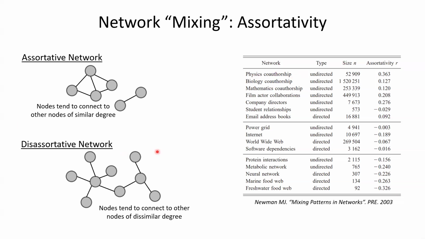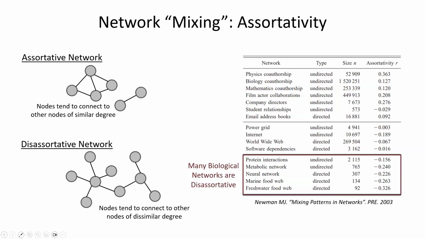In a disassortative network, nodes tend to connect to other nodes of dissimilar degree. So for example, a high degree node will connect to many low degree nodes. Very importantly, based on this table from a PRE paper in 2003, a canonical paper in which they studied many biological networks, many biological networks are known to be disassortative, meaning that hubs, very high degree nodes, tend to connect to many low degree nodes, say nodes with just a single connection, the one to the hub.